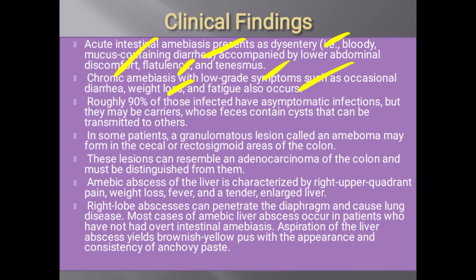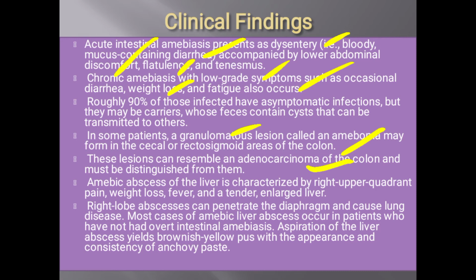Roughly 90% of those infected have asymptomatic infections, but they may be carriers whose feces contain cysts that can be transmitted to others. In some patients, a granulomatous lesion called an ameboma may form in the cecal or rectosigmoid area of the colon. These lesions can resemble an adenocarcinoma of the colon and must be distinguished from them.